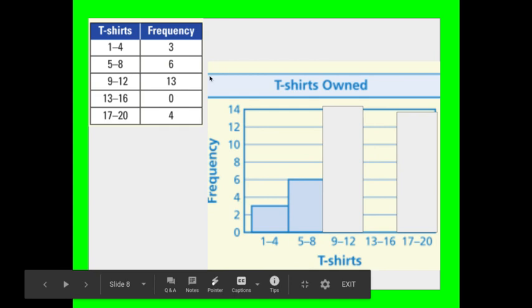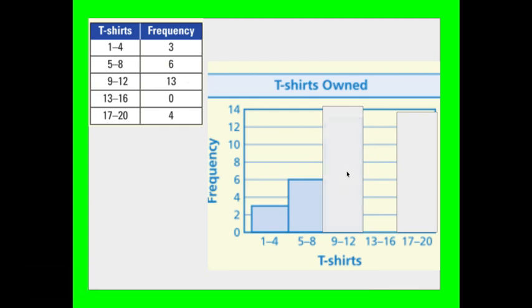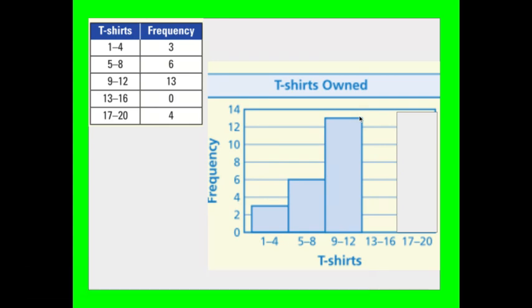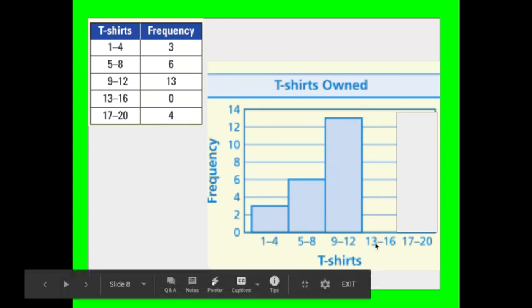9 through 12 t-shirts, there are 13 students. Okay, so we're going to make our bar going up to 13. There are no students that own 13 through 16 t-shirts. So we still have our spot here, but we're not going to have a bar because it's at 0. And 17 through 20 t-shirts, there are 4 students that own 4 t-shirts. Okay. Notice no spaces between our bars.